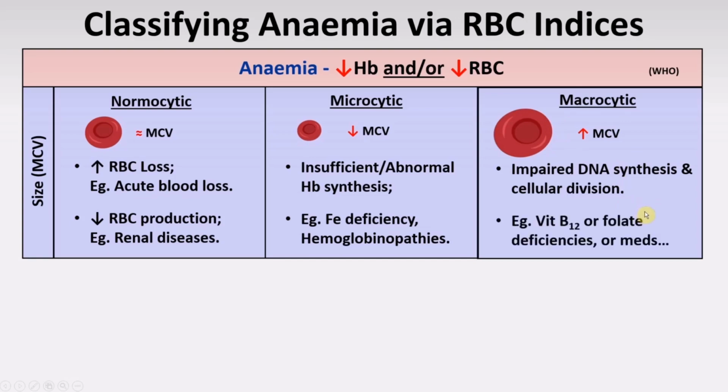Okay, and this can happen when you have vitamin B12 or folate deficiency, because we know that vitamin B12 and folate are required for DNA synthesis, and when this is hampered, that's when cellular division is hampered and big red blood cells are being produced. Of course, there are also medications that may inhibit DNA synthesis as well. For example, in cancer patients, there are some cancer drugs that actually inhibit cellular division, and when this happens, macrocytic anemia may happen as well.